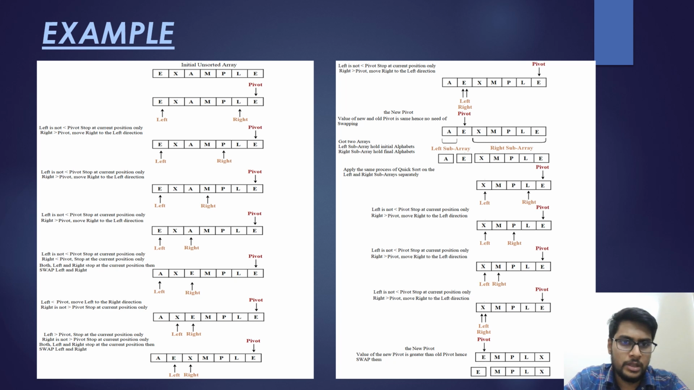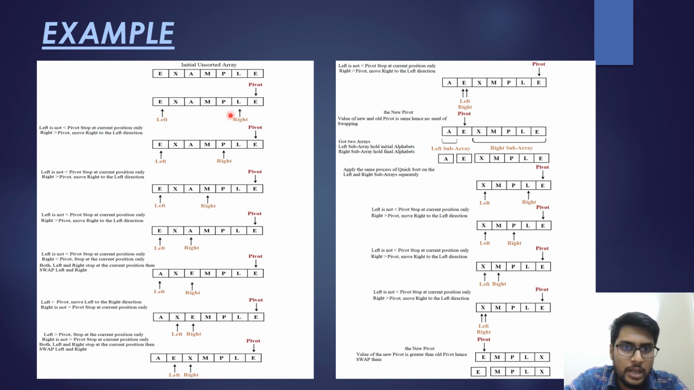Now I am going to explain how Quicksort works with an example. The problem is the example itself. We are going to take the pivot element as E, the leftmost element will be E and the rightmost element will be L. First we compare the pivot element with the left element to see if it is less than or greater than the pivot element.